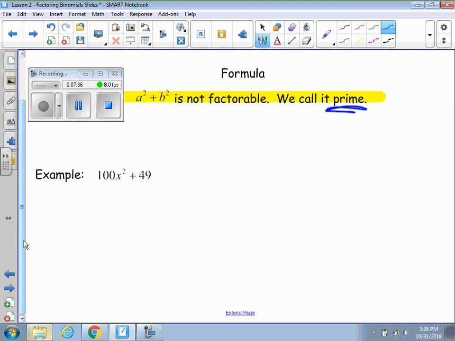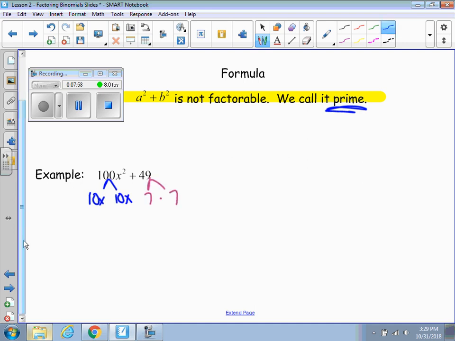We have 100x squared plus 49. So is there a GCF other than 1? No, because 1 and 49 have no common factors other than 1, and that's not helpful. x squared and nothing, no common factors, not helpful. So they're perfect squares, but there's no GCF. So we have 10x times 10x. We have 7 times 7.